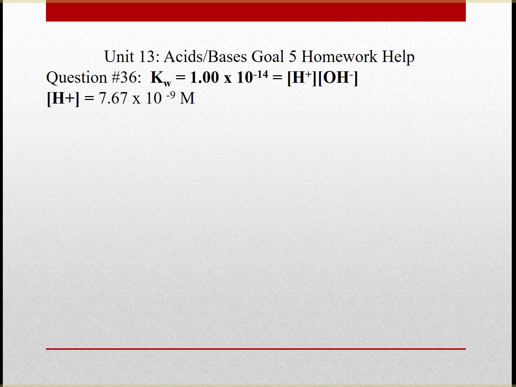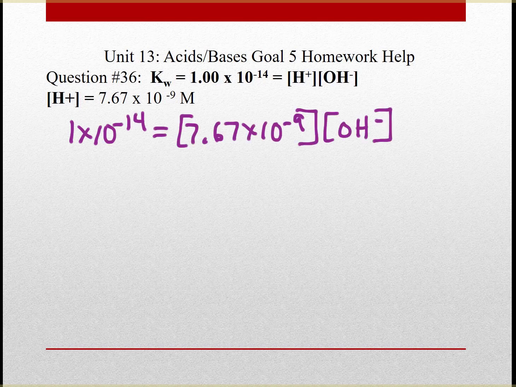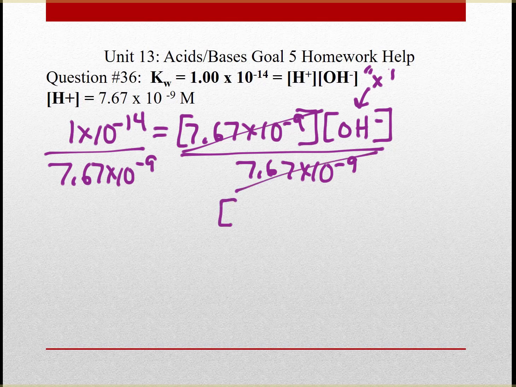So let's look at the first problem. On the first line of that table, it gives us the hydrogen ion concentration, so I'm going to put that into my formula. You see the only thing we don't know is the hydroxide ion concentration. This is like your X, this is your unknown. So I am going to divide each side by 7.67. This will cancel and I'll be left with the hydroxide equaling, so I'll put this into my calculator, 1 exponent button negative 14 divided by 7.67 exponent button negative 9.